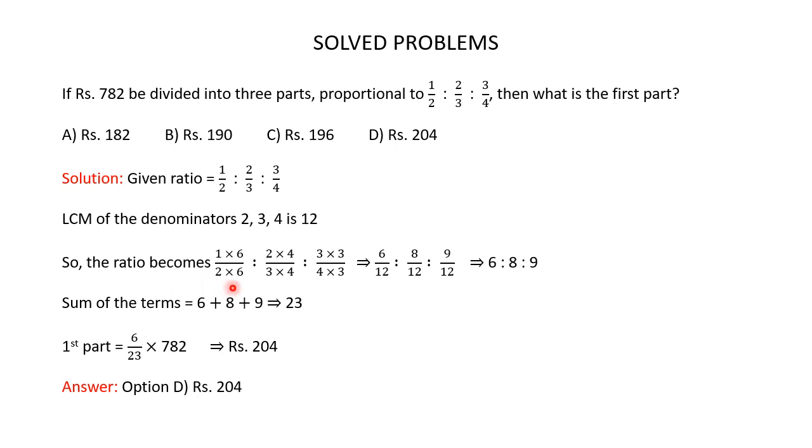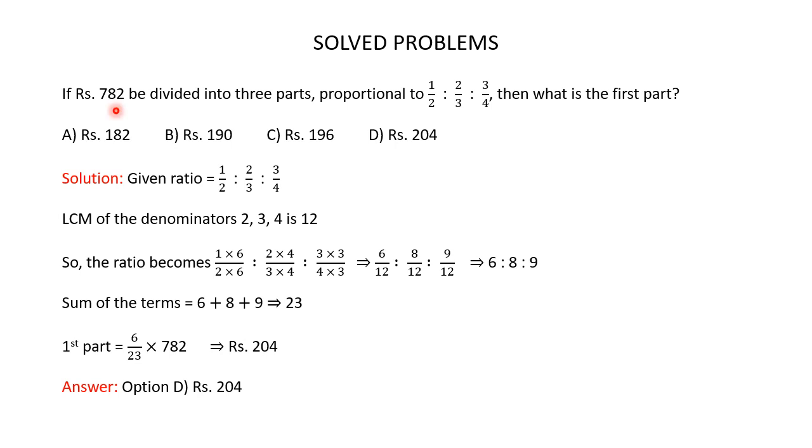So now the ratio becomes 1 multiplied by 6 divided by 2 multiplied by 6 is to 2 multiplied by 4 divided by 3 multiplied by 4 is to 3 multiplied by 3 divided by 4 multiplied by 3. This is nothing but 6 by 12 is to 8 by 12 is to 9 by 12. Now since the three denominators are the same, you can cancel them out. So now you are left with the ratio 6 is to 8 is to 9. Now the sum of the terms of the ratio is 6 plus 8 plus 9, which is 23.